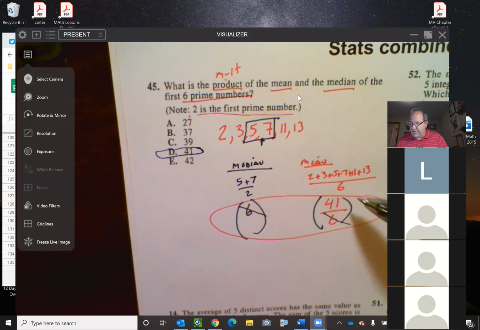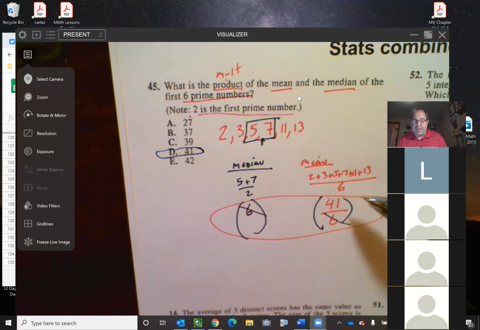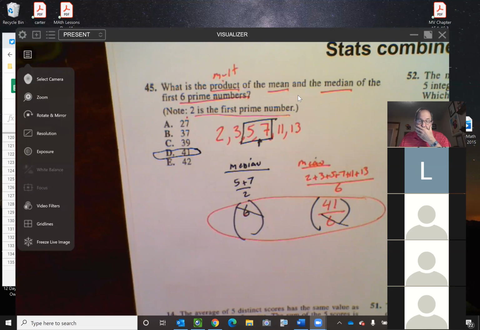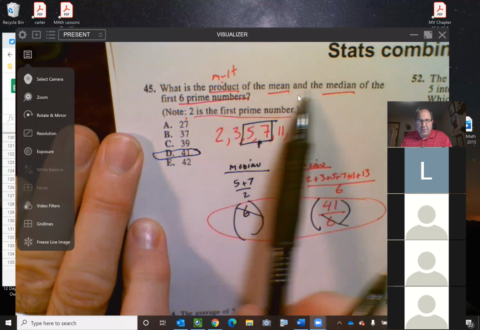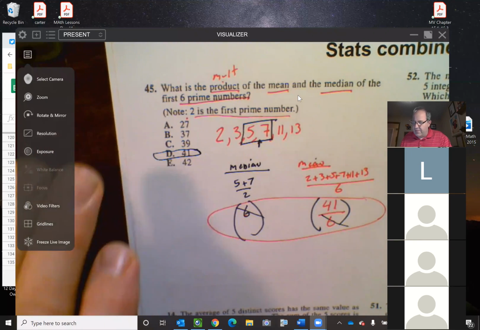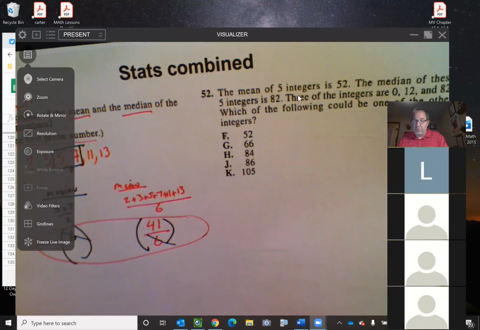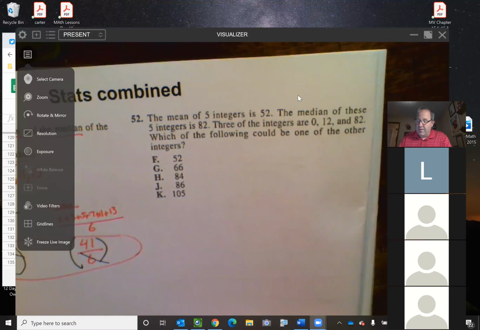You could also use your calculator to get a decimal of this, but the key would be don't round anything, right? So kind of weird that they're asking for the product of the mean and the median, but it is what it is. Okay, 52, really challenging question here.